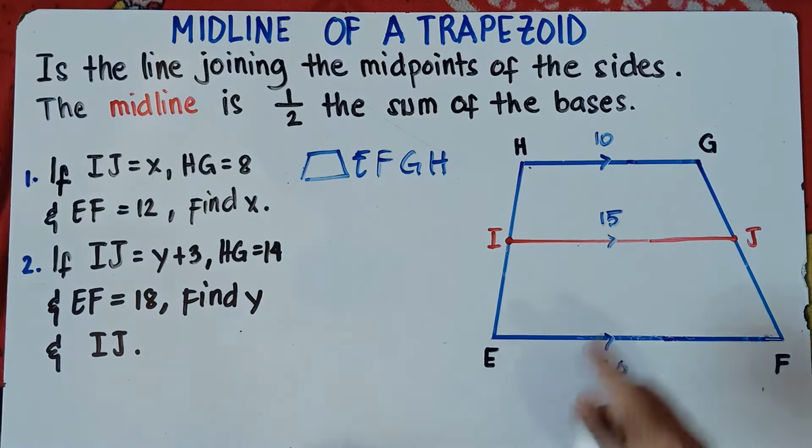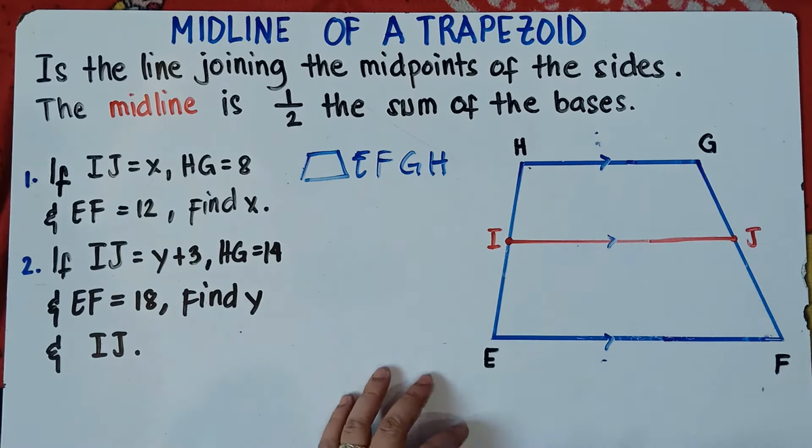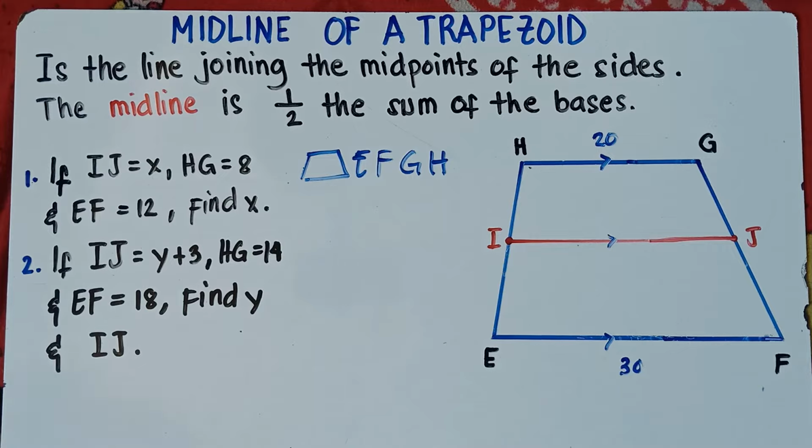Alright, another example for you to understand this. If you understand the midline formula, this will be a really easy class for numbers 1 and 2 and so on. So another example, what if this is 20 and this is 30? What would be the value of IJ? That's correct, it should be 25. Why is that? Because if you add the bases, 20 plus 30, that's 50, divided by 2, that would be 25. Just simply add the bases, then divide by 2, and this will be the answer, IJ.